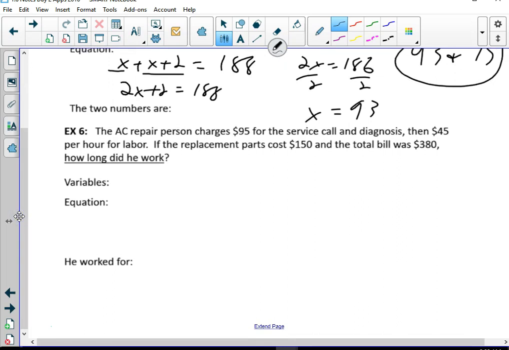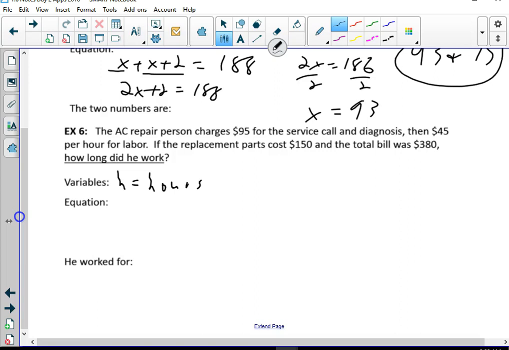The AC repair person charges $95 for the service call and diagnosis, 95 just to show up, then $45 an hour. If the replacement part costs $150 and the total bill was $380, how long did he work? Okay, so the service call is just a flat fee. So we're just going to say H for hours.